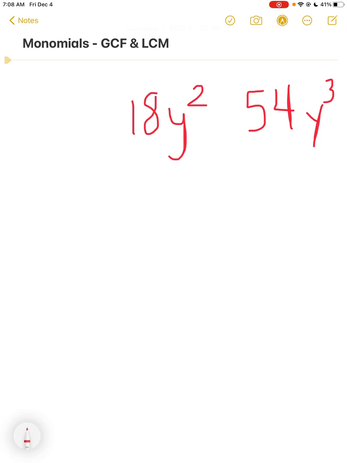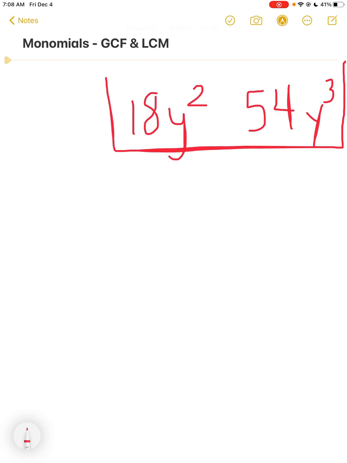I would definitely recommend pausing and opening up your notebook. Write these down if it's something that you're watching for the first time. So please write these down. Press play when you're ready to keep going.